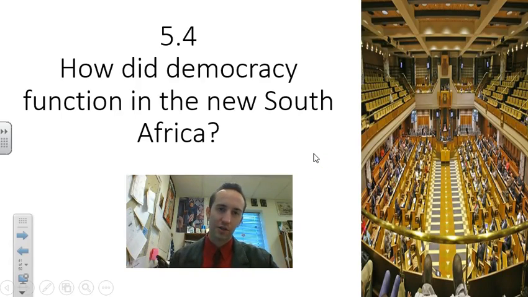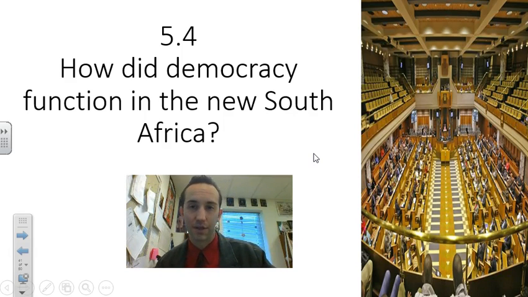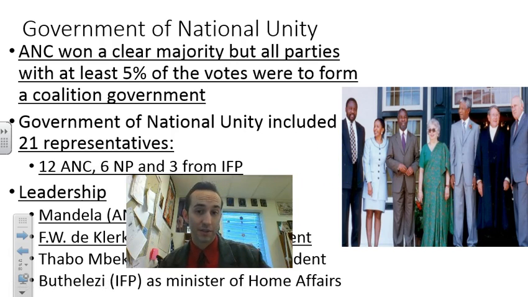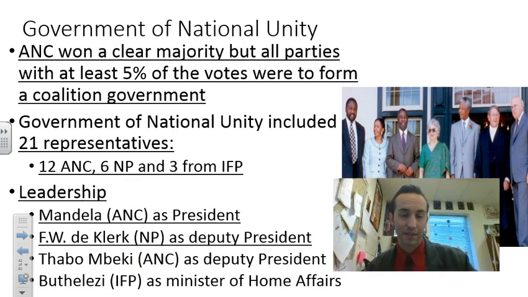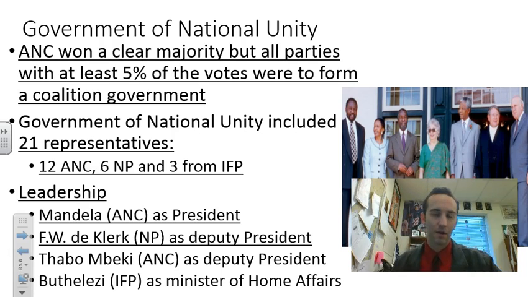In this video, we're going to take a look at how democracy works in South Africa, how their government's set up, and how their constitution is set up. And here is their parliament as it stands today. The Government of National Unity, which is kind of the interim in-between government as they develop their new government. And so it's the transition from apartheid to full democracy. They have a couple of years in between.